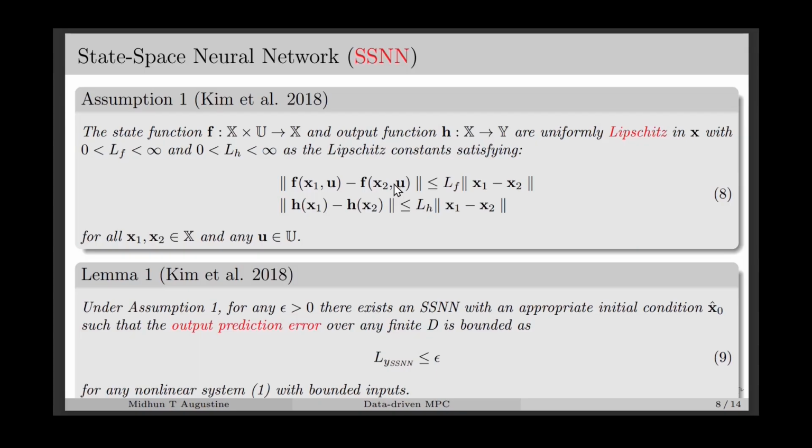And this theoretical result supports the approximation capability of SSNN, which says that we can always find an SSNN, by increasing the number of hidden layers and the number of neurons, that can approximate any nonlinear model satisfying this criteria.